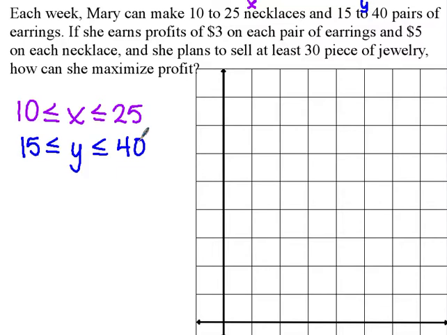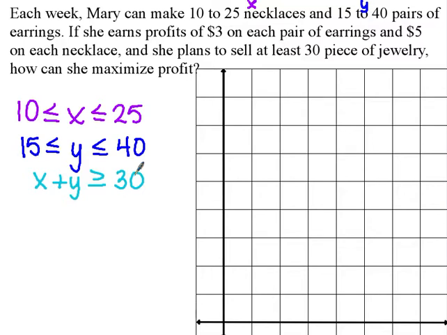And the last thing they tell me about the jewelry is that she plans to sell at least how many pairs? 30. So I know that x is my necklaces, y is my earrings. So I know that x plus y is greater than or equal to 30. Nice job. So those are your three equations.